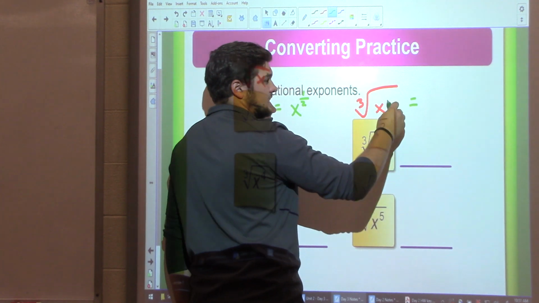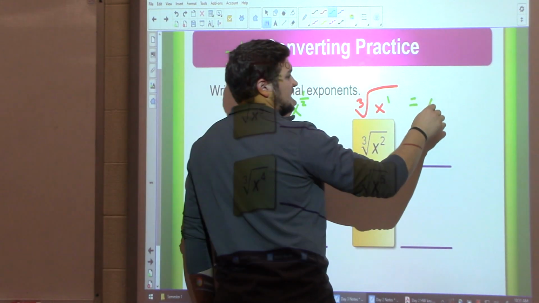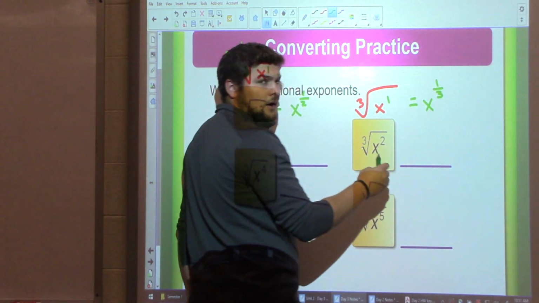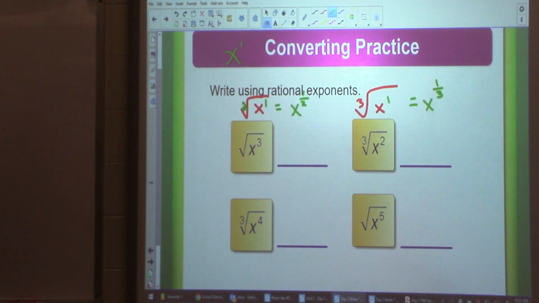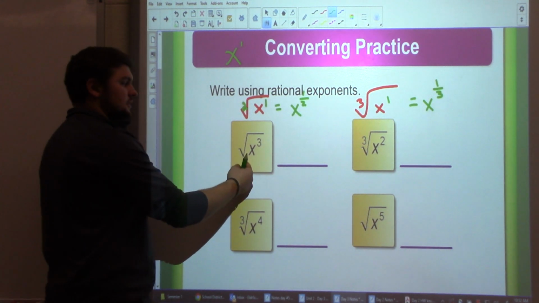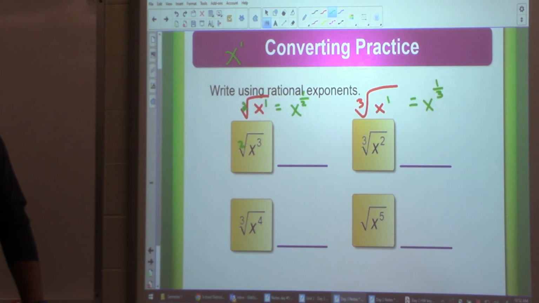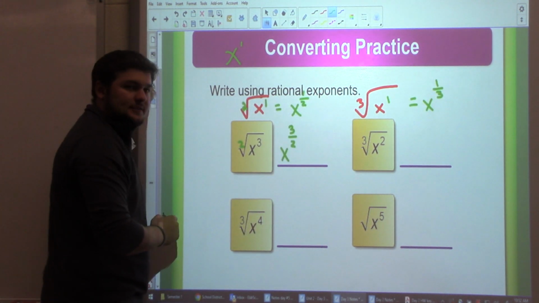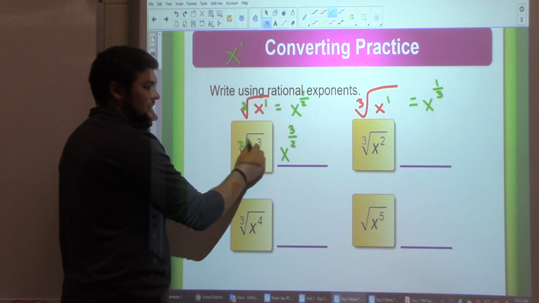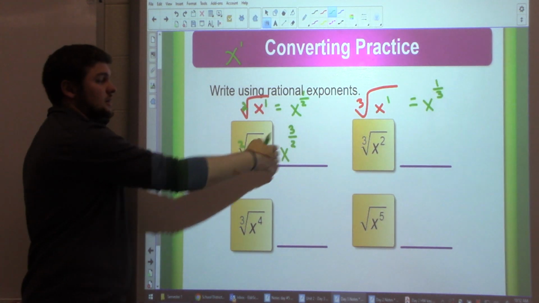Same thing here. This is x to the first power. So if I want to write it as a fractional exponent, I'm going to write it as x to the 1/3 power. Power becomes my numerator, root becomes my denominator. Does that make sense? You just did the opposite way on Friday. Over here, the square root of x cubed, or the second root of x cubed, should become x to the 3/2 power. Power becomes the numerator, root becomes the denominator. That's all it's asking you to do right now. Change it from radical to exponential form.